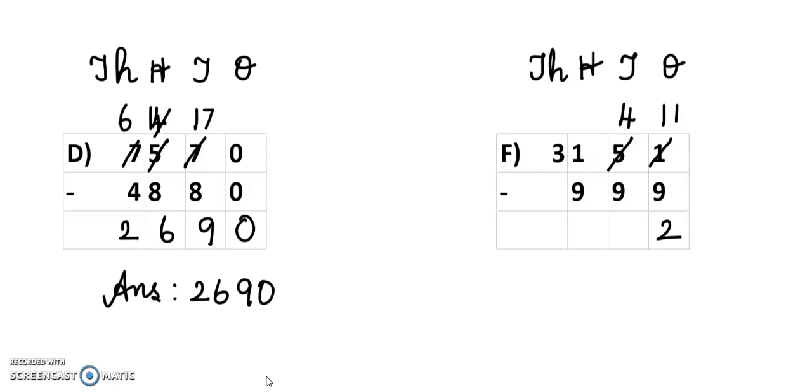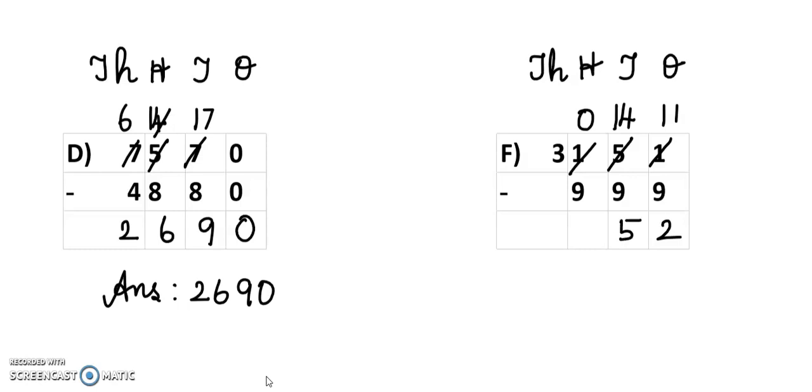Next 4 minus 9. We can't subtract from the smaller number, so we have to borrow from the hundreds place. So 1 becomes 0, 4 becomes 14. So 14 minus 9, 9 after: 10, 11, 12, 13, 14. So 5 is the answer.